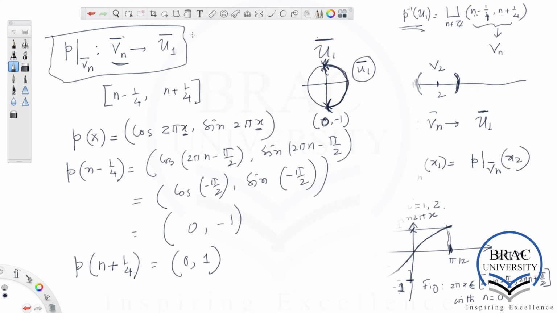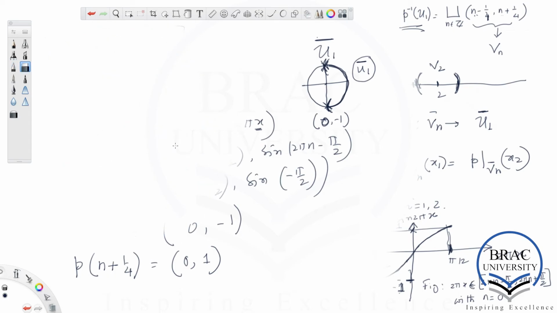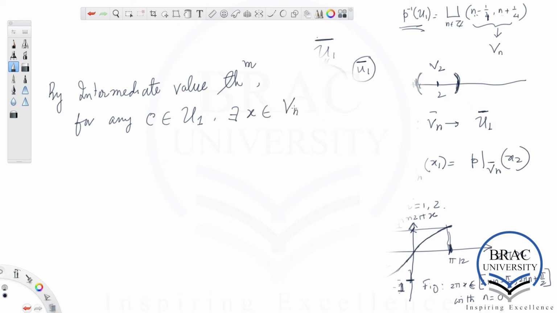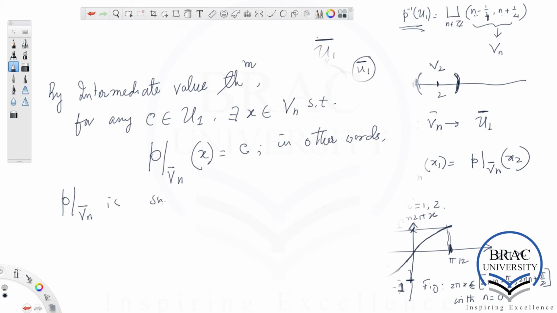and which means that by intermediate value theorem, for any C, any point on the open arc U1, there exists x in the open set Vn such that the map we are considering, P restricted to Vn bar at x, is going to be equal to C. In other words, P restricted to Vn bar is surjective.